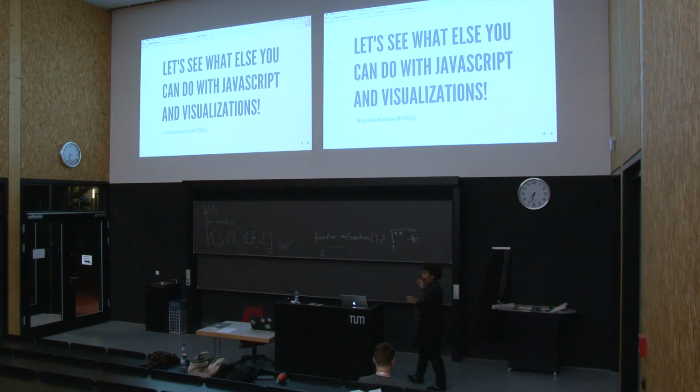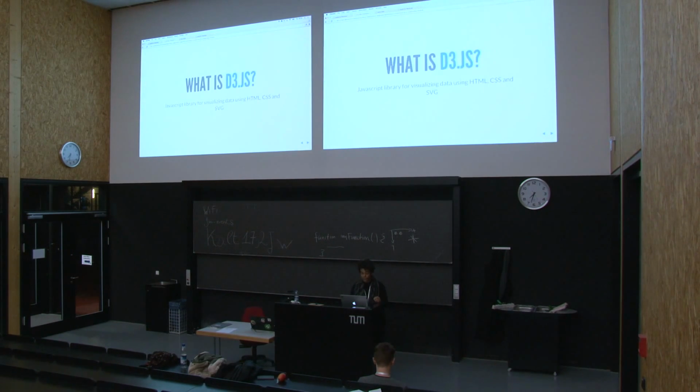The first thing I want to show you is D3.js. D3 is a JavaScript library, kind of like a toolbox, that you can use to create really nice visualizations using HTML, CSS, and also SVG, which is kind of an image format. It's really beautiful. You should totally have a look into that. Actually, we will do that in just a minute.